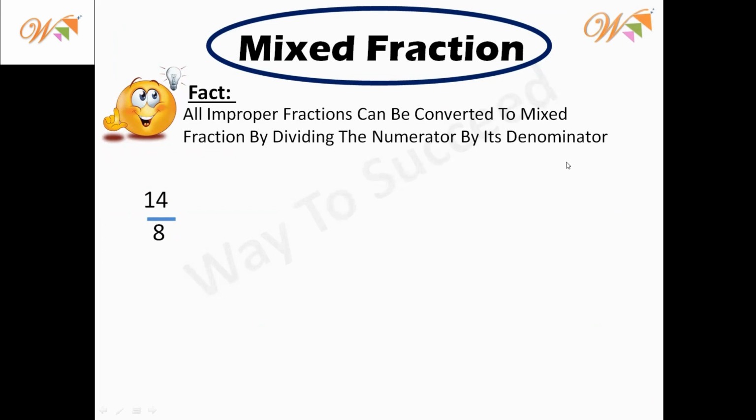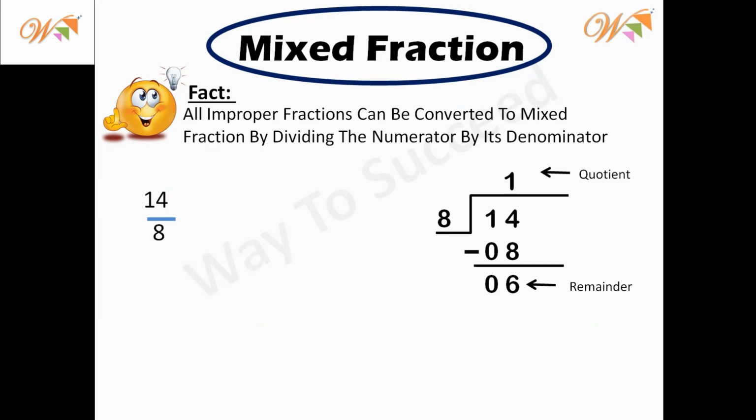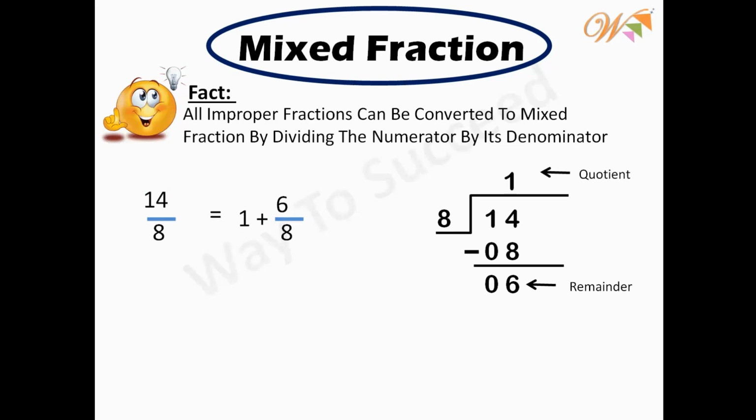Now here I have 14 by 8. If I divide 14 by 8, 8 times 1 is 8. If I subtract it, I get 6. Now I cannot divide 6 by 8 because 6 is smaller than it. So my 1 is my quotient of the part that I've already divided, and 6 is my remainder. So I will write it in the form of a mixed fraction. I will write 1 plus 6 out of 8. So this 1 plus 6 out of 8 can be written as 1 and 6/8.